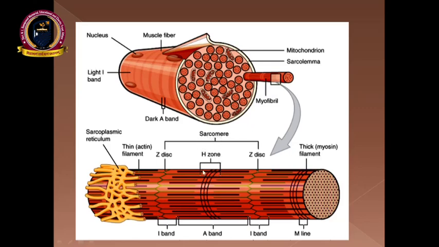And the region where only myosins are present, you can see there are myosins only, that zone is called the H zone. On either side of the H zone you have the overlapping zone of myosin, actin, myosin, actin, like that. And the area where you find the myosin filament from one end to another end forms the dark band, and that dark band is called the A band or anisotropic band.